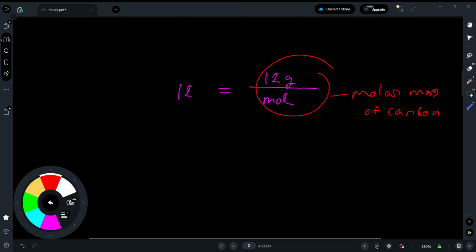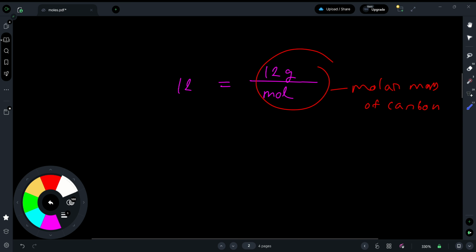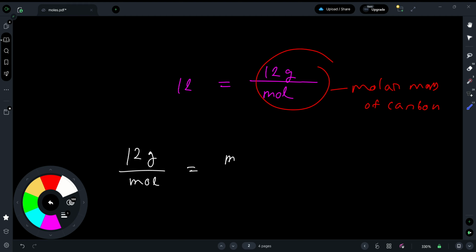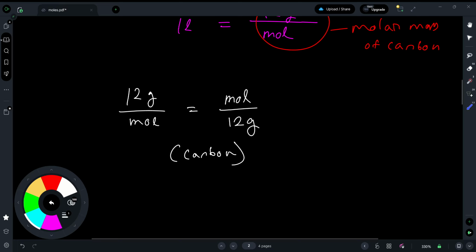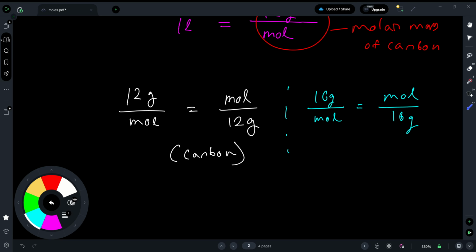And you can actually rewrite this in another way, and you'll see how we use it in stoichiometry. But 12 grams per mole is the same thing as per mole, you get 12 grams, right? This is for carbon. If we do it for oxygen, it was 16 grams per mole. So per mole, you get 16 grams. It means the same thing. We just took a reciprocal.